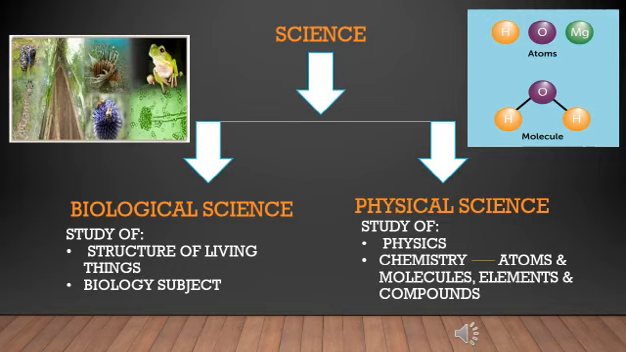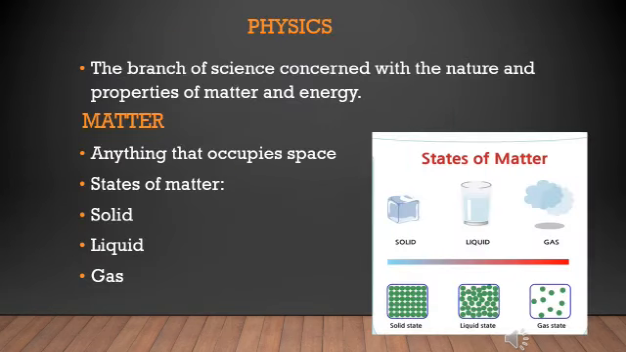Our next category of science is physical science. In physical science, we study two subjects, chemistry and physics. In the field of chemistry, we study atoms, elements, and compounds. When atoms combine, they form elements, and when elements combine, they form molecules. Now, let's come towards our major subject, which is physics.